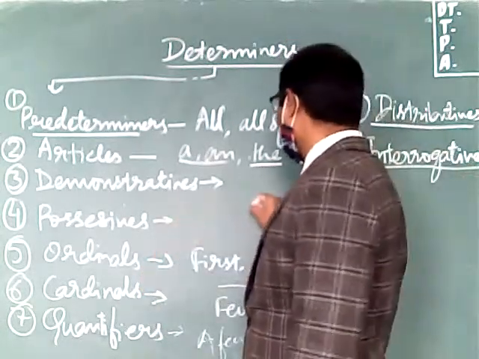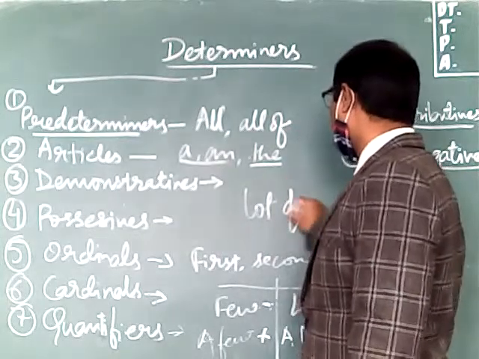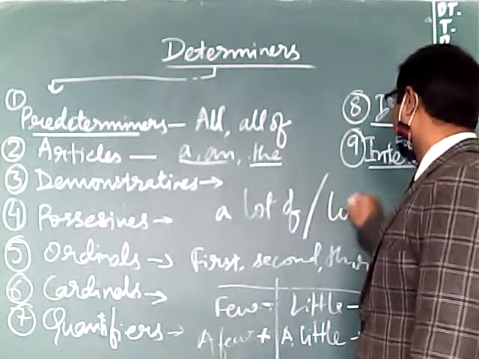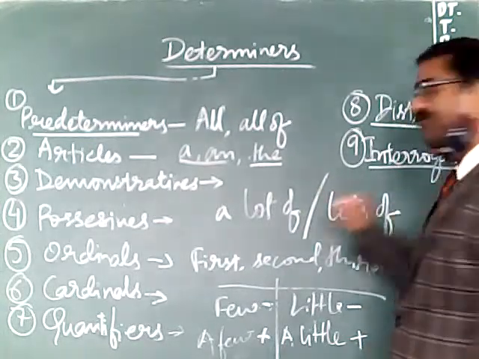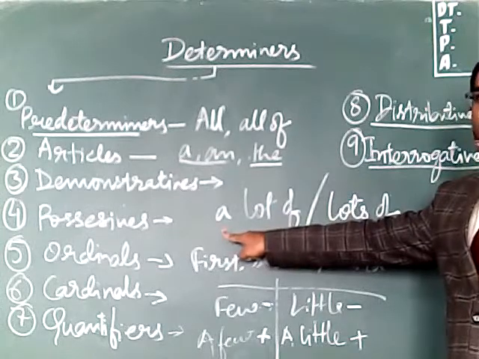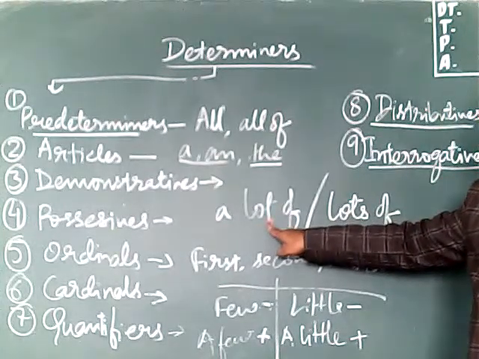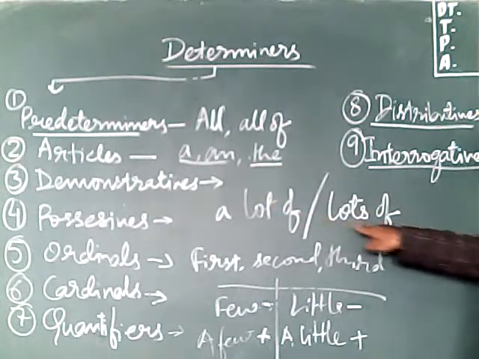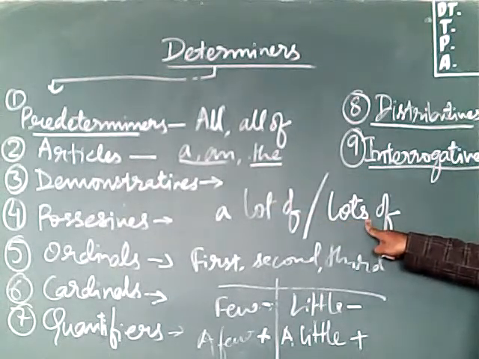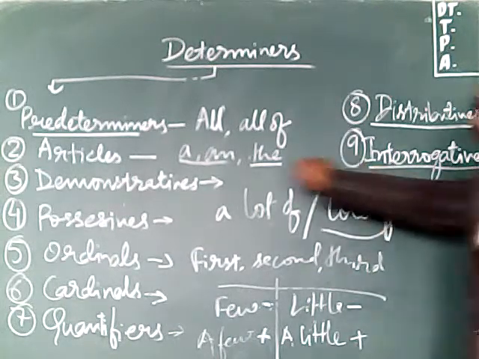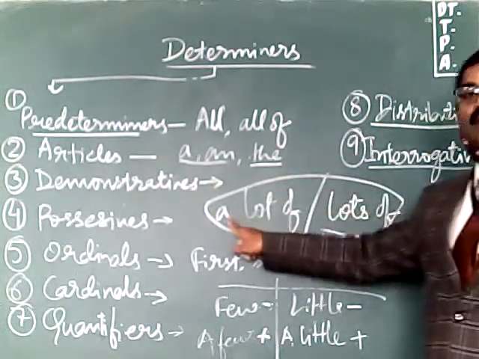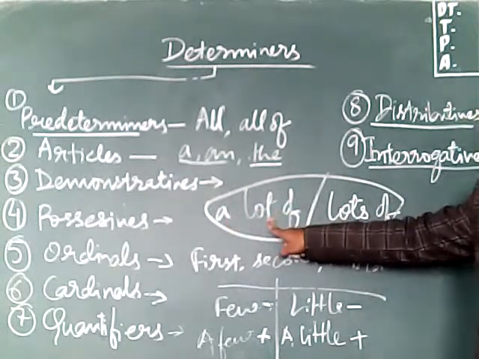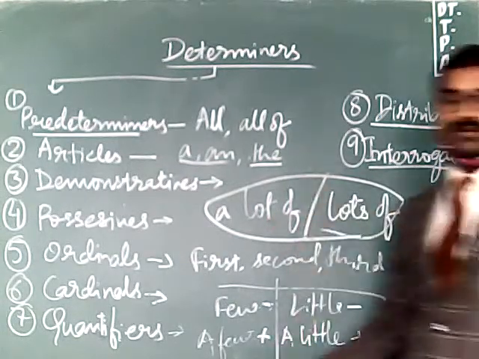There is a difference between "a lot of" and "lots of." When you write the article "a," you cannot write "lots." If you do not write this article, there you can write "lots of." So be careful when you make use of "lots of": you should not write an article. If the article is written there, you should not write "lots." Be careful about it.